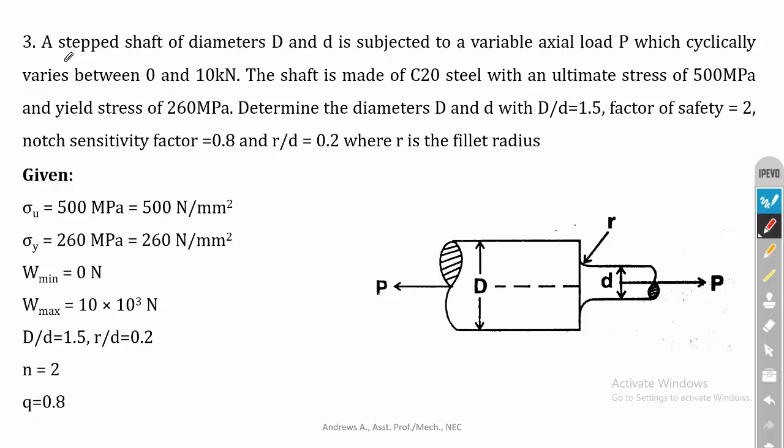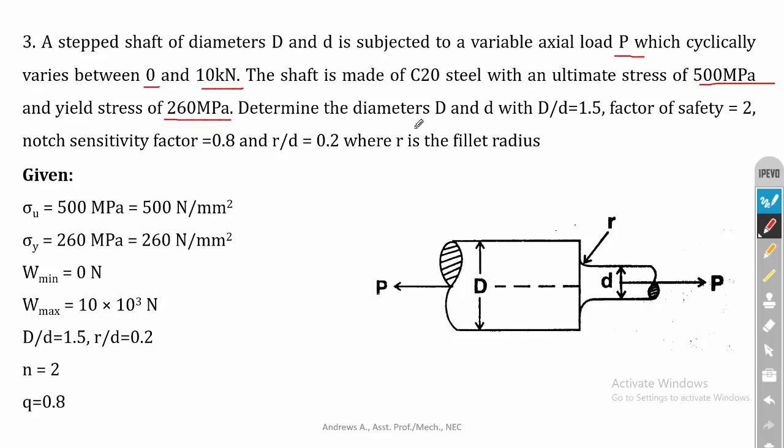In this lecture, we are going to solve the second problem on variable loading. A stepped shaft of diameters capital D and small d is subjected to a variable axial load P, which cyclically varies between 0 and 10 kilonewton. Here, the minimum load is 0 and the maximum load is 10 kilonewton. The shaft is made of C20 steel with an ultimate stress of 500 megapascal and yield stress of 260 megapascal.